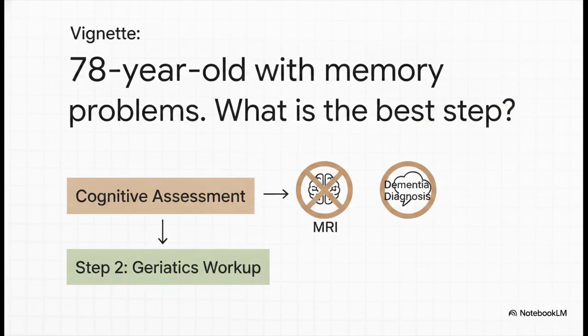So picture this. You have a 78-year-old patient coming in with quote-unquote memory problems. Now, it's super tempting to just jump straight to a dementia diagnosis or order an MRI right off the bat, right? But the actual next best step is a structured cognitive assessment. If you skip this, you skip mandatory triage.